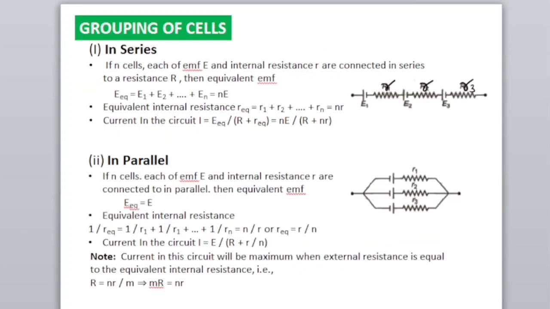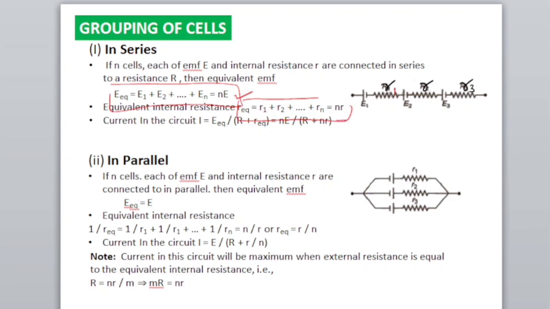Okay. Then next, grouping of cells. There are two types, series combination and parallel combination, like resistors. In series combination, if a large number of cells are connected in series having internal resistances r1, r2, r3, then the equivalent EMF in case of series combination is E1 plus E2 plus E3 and so on. If all have the same EMF, then E equivalent equals nE. The equivalent internal resistance is given by r equivalent equals r1 plus r2 plus r3 and so on. If all have the same internal resistance, then r equivalent equals nr.